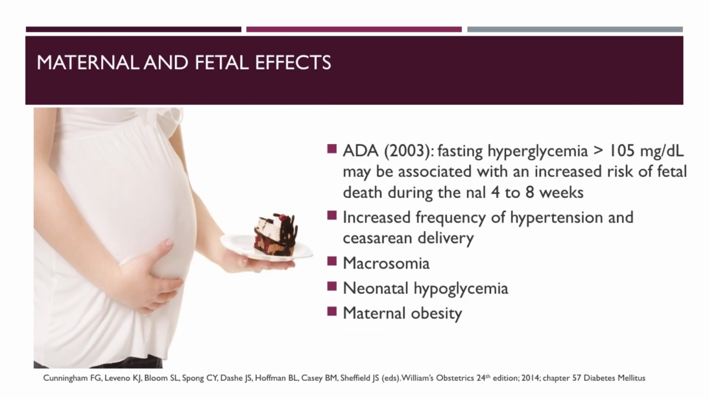These are the maternal and fetal effects of GDM. The ADA, or the American Diabetes Association, stated that fasting hyperglycemia of more than 105 milligrams per deciliter may be associated with an increased risk of fetal death during the final 4 to 8 weeks. There's also increased frequency of hypertension and cesarean delivery, and the increased frequency of cesarean delivery may be due to or secondary to macrosomia, or fetal macrosomia. There's also increased frequency of neonatal hypoglycemia and maternal obesity.